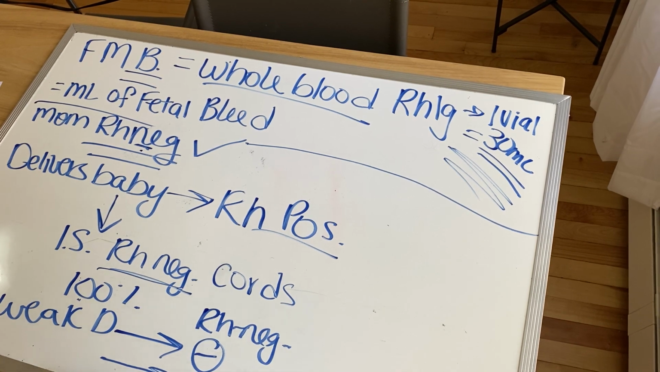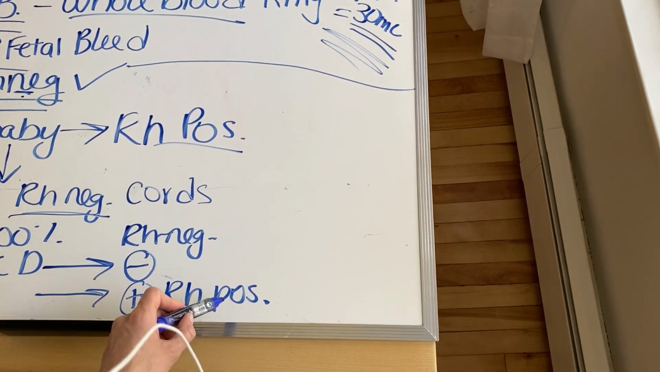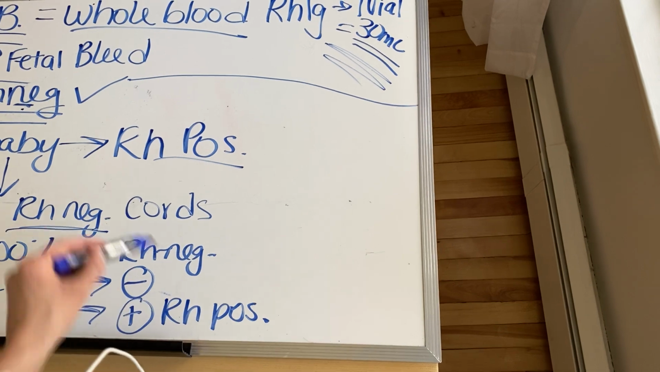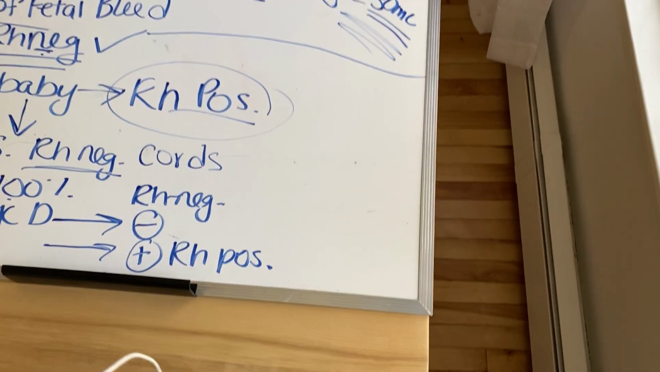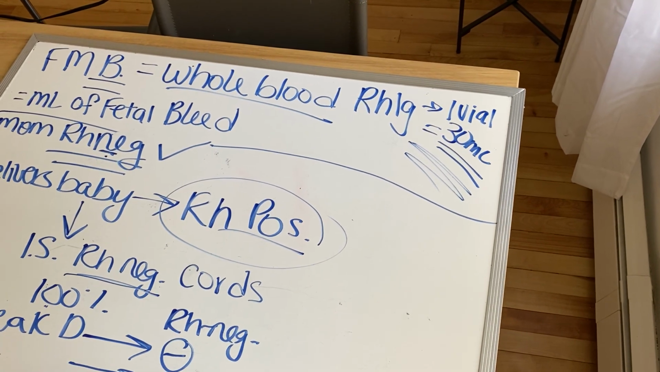What do we do? Can you see that? Rh positive. What do we do with Rh positive cords? We have to do Kleihauer. Okay?